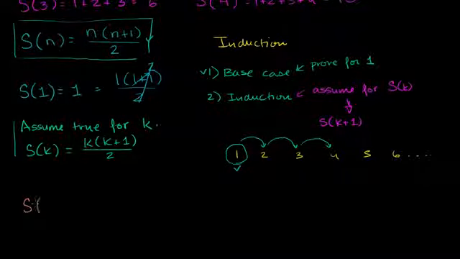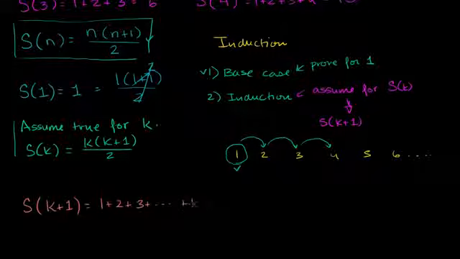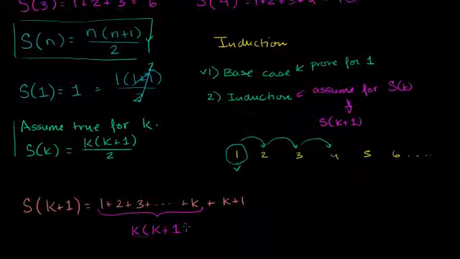So what is the sum of all of the integers up to and including k plus 1? Well, this is going to be 1 plus 2 plus 3 plus all the way up to k plus 1. Right? This is the sum of everything up to and including k plus 1. Well, we're assuming that we already have a formula for this. We're assuming that this is going to simplify to k times k plus 1 over 2. And so we'll just take this part and we'll add it to the k plus 1 over here.